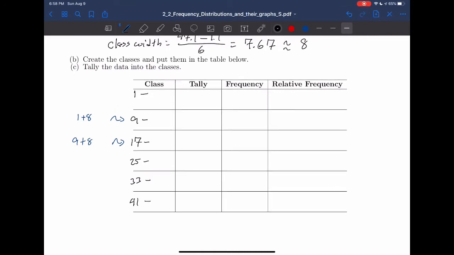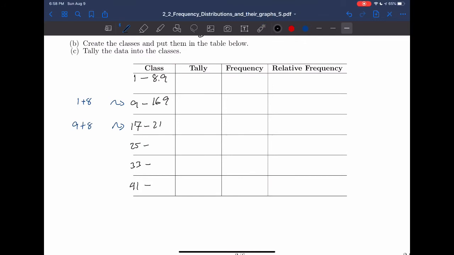Then we want to compute our upper limits. It's just something less than the lower limit of the next class. So in this case it will be 8.9. This will be 16.9 because it's slightly less than the lower limit of the third class. So this will be 24.9, 32.9, 40.9, and lastly 48.9.